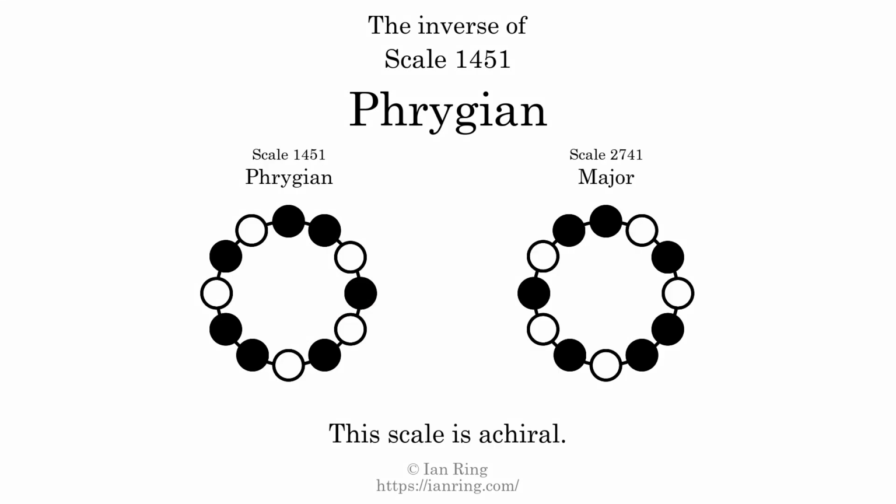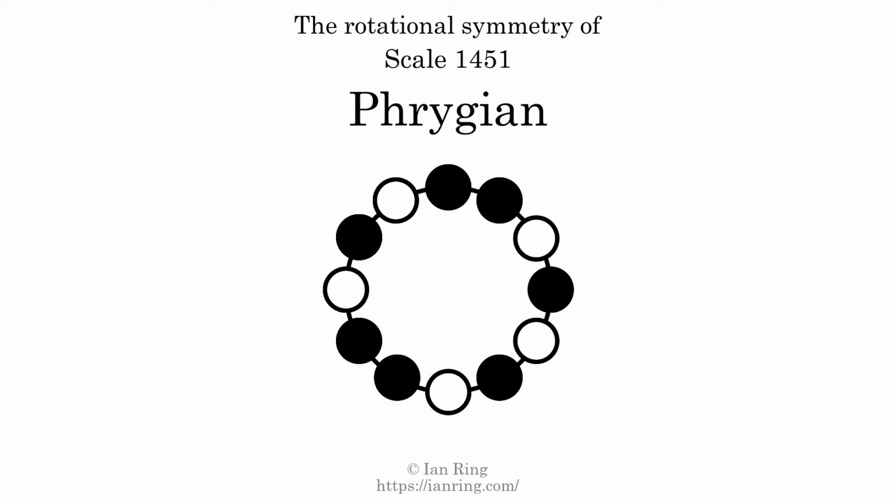The inverse of a scale is a mirror image. It is what you get when the sequence of intervals is reversed. The inverse of this scale is scale 2741, also known as major. This scale is achiral, since it can transform into its own reflection by a rotational transformation. This scale has no rotational symmetry.